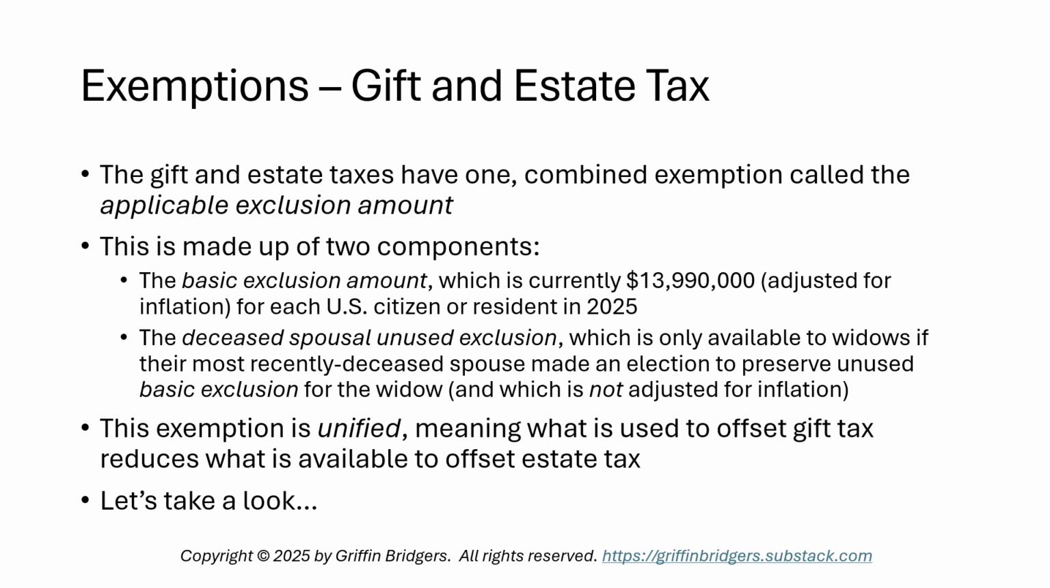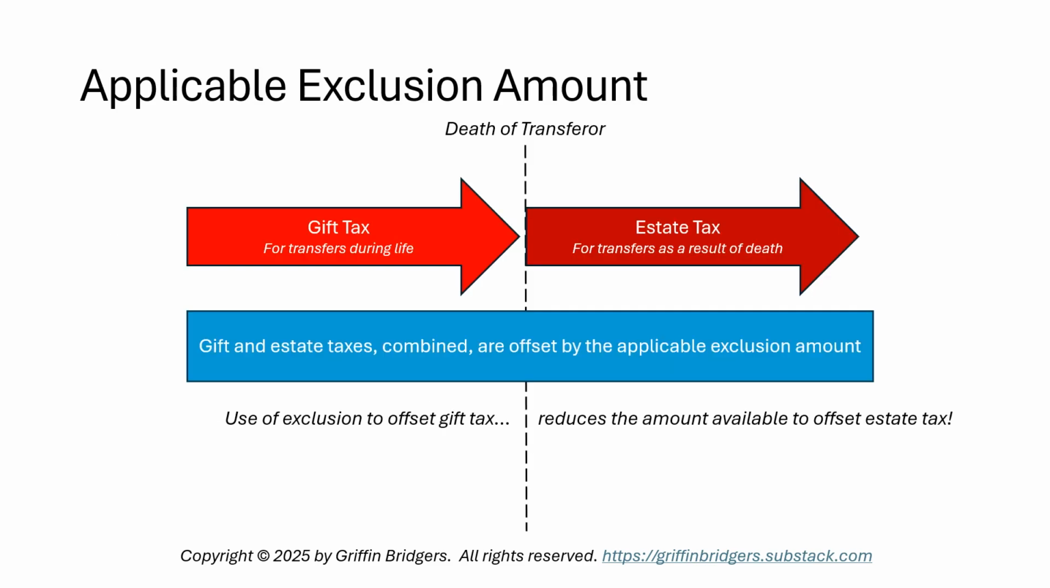Now, this exemption is unified, which means what is used to offset gift tax is going to reduce what's available to offset estate tax using a cumulative calculation, as we're going to see. So let's look at this a little bit further. So we have gift tax that accrues on transfers during life and estate tax on transfers as a result of death.